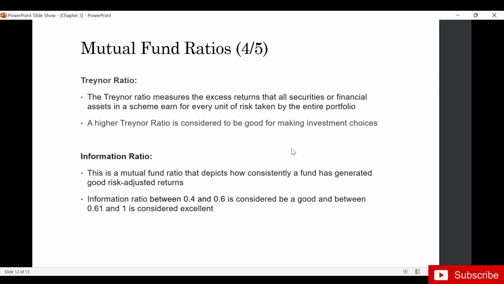Our next ratio is the information ratio. This mutual fund ratio tells us how consistently a fund has generated good risk adjusted returns. An information ratio between 0.4 and 0.6 is considered to be good, and an information ratio between 0.61 and 1 is considered to be excellent.